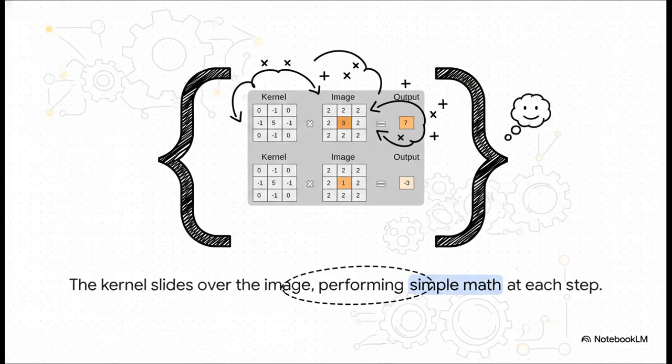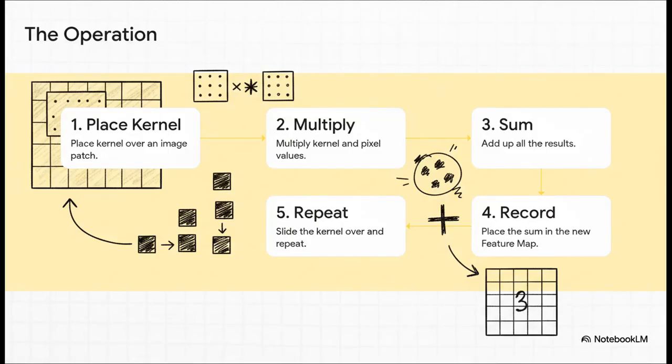That's literally it. Let's just run through that one more time to make it stick. You place the kernel, you multiply, you add it all up, and you put that final number into a new grid. Then you just slide the kernel over one spot and do the exact same thing again, and again, and again, until you've scanned the entire image.